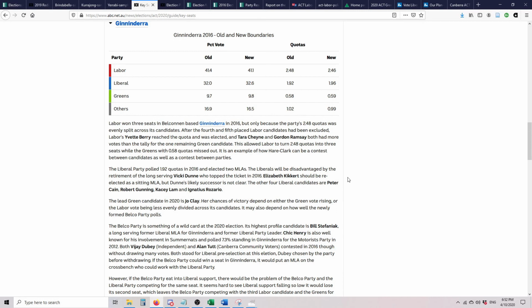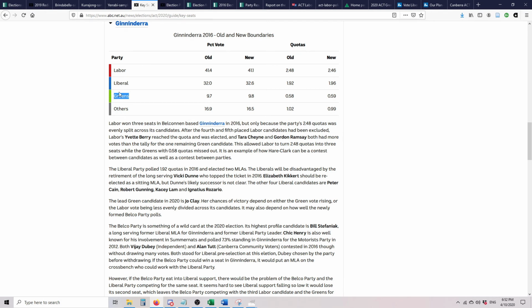In Ginninderra, this is the Belconnen electorate, and now thus we have the problem with the Belko Party. The Belko Party is somewhat of a wild card. We're not entirely certain what's going to happen there, but the current split is 3 Labor, 2 Liberal, and what we'd expect to see is that the contest is going to be 3-way between the Labor, the Greens, and the Belko Party, with more than likely between Labor and Greens for that 5th seat.